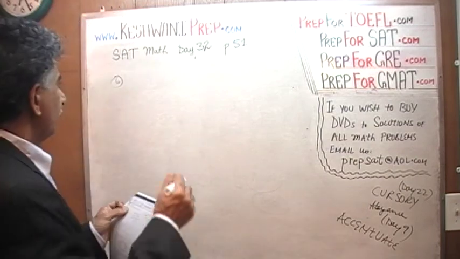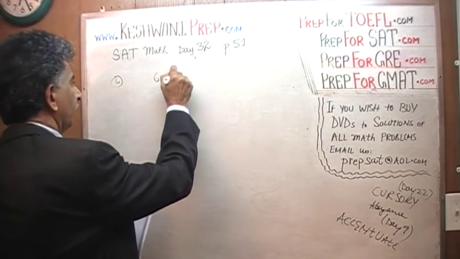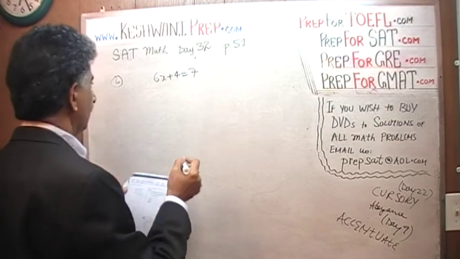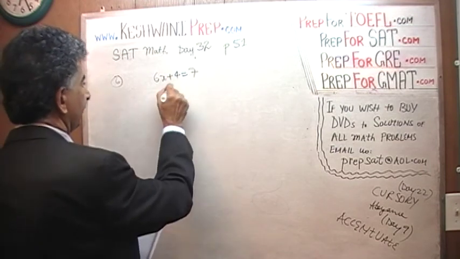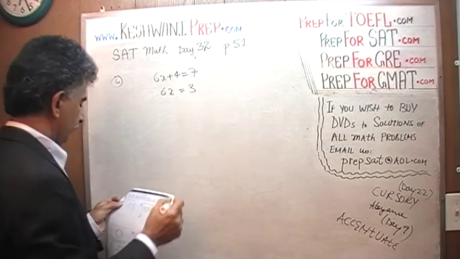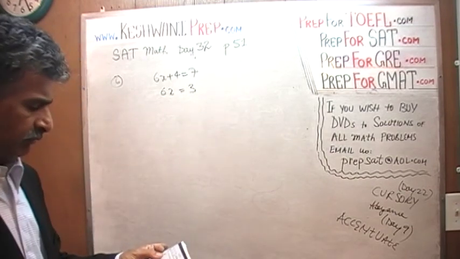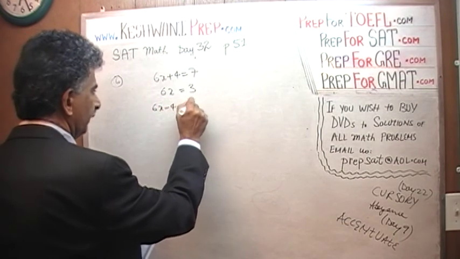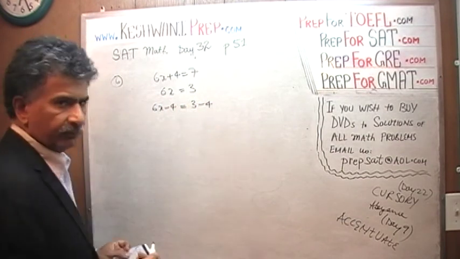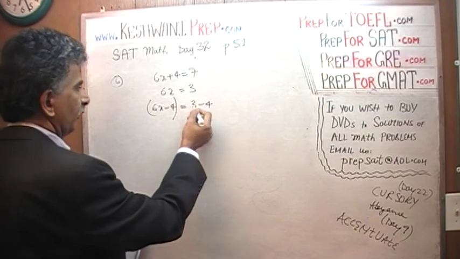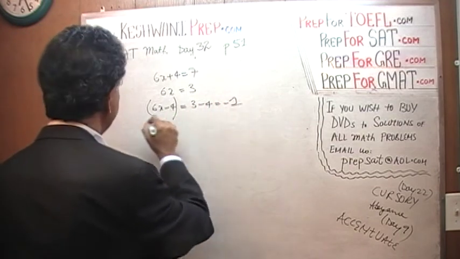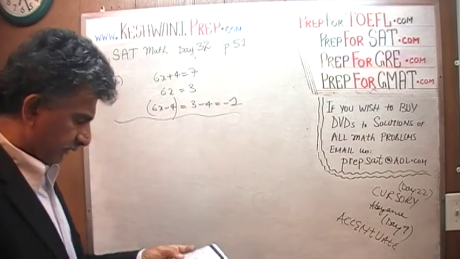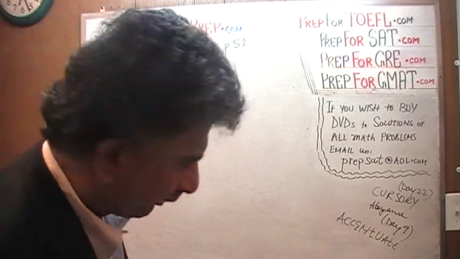If 6x plus 4 equals 7, we know that 6x equals 3. Subtract 4 from both sides. What are they asking for? They're looking for the value of 6x minus 4. So therefore 6x minus 4 would be 3 minus 4. That's it. So 6x minus 4 equals 3 minus 4, which is negative 1. So that was question number 6. Let's look at question number 7.